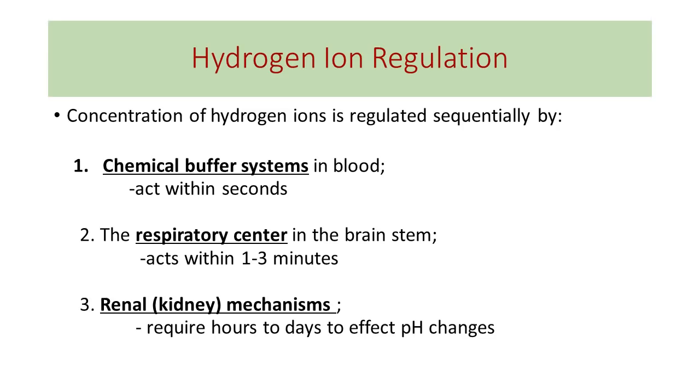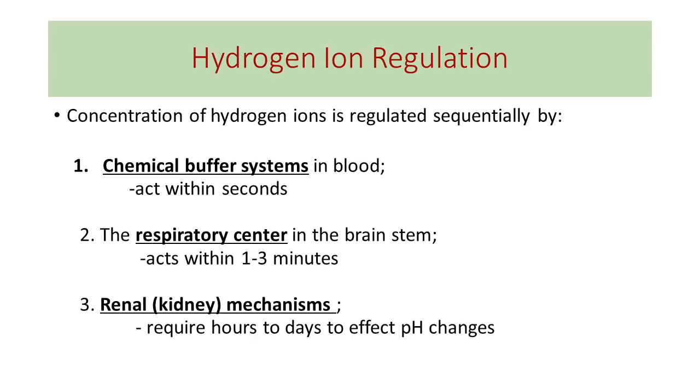We basically have three lines of defense when we're trying to neutralize the acids that are being built due to cellular metabolism. The first line of defense would be the chemical buffer systems that are in the blood, and these act very quickly, within seconds, to try to neutralize these acids that are being built due to cellular metabolism.